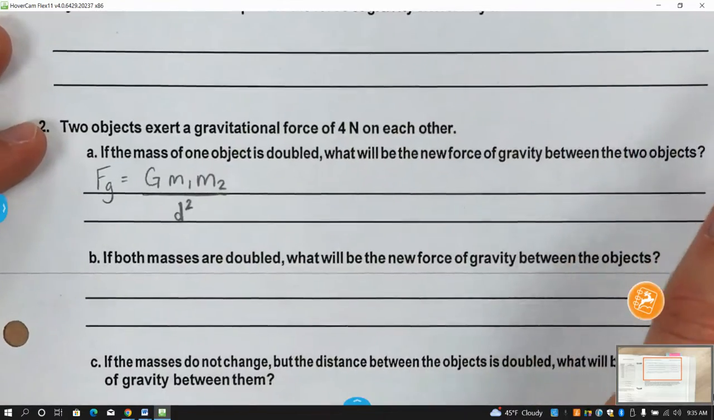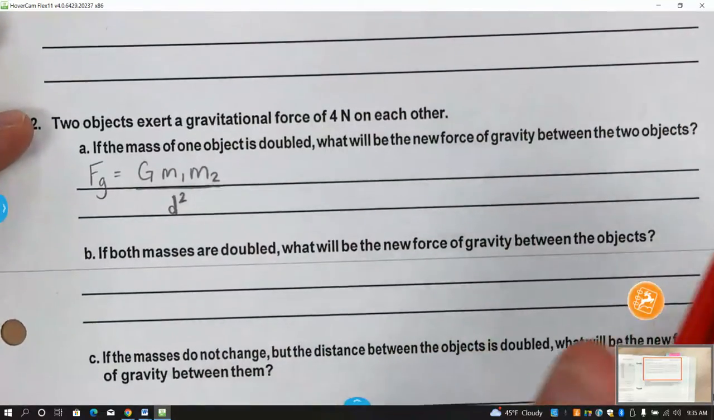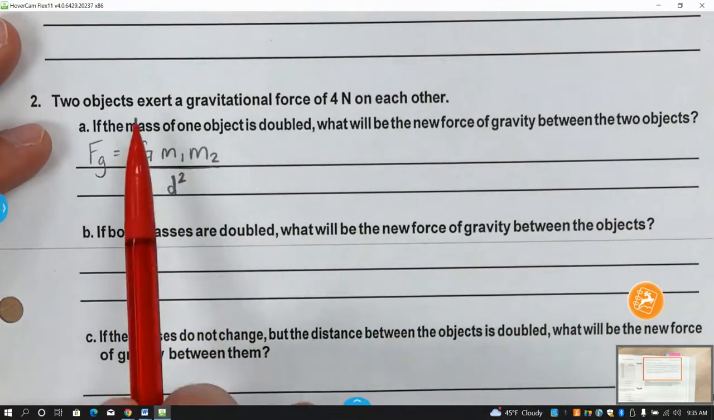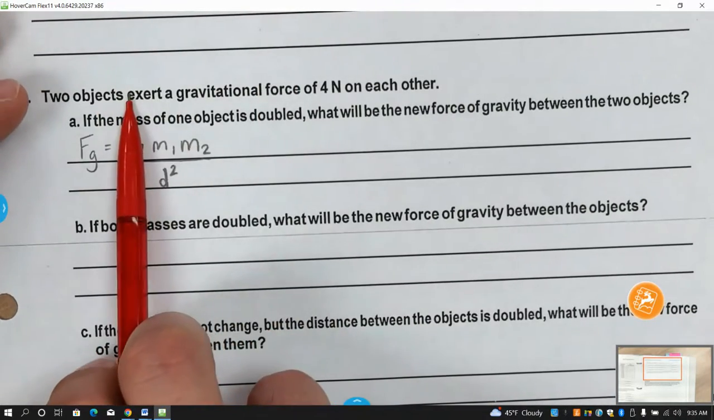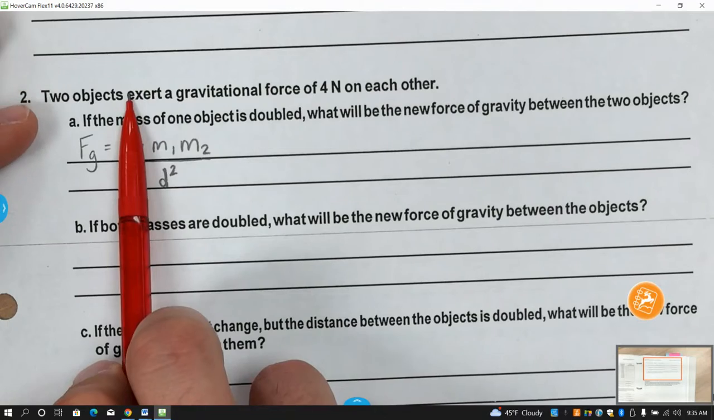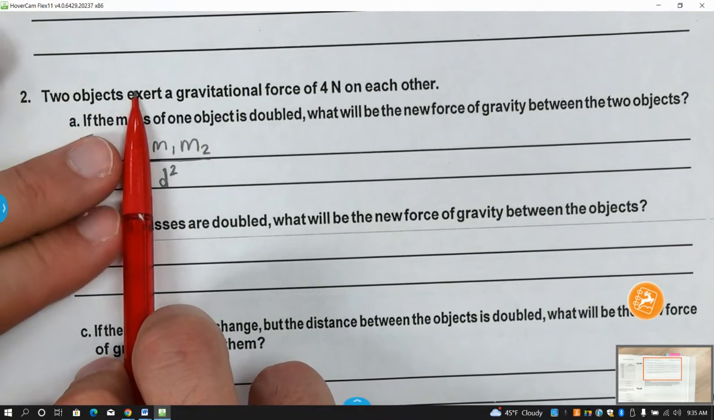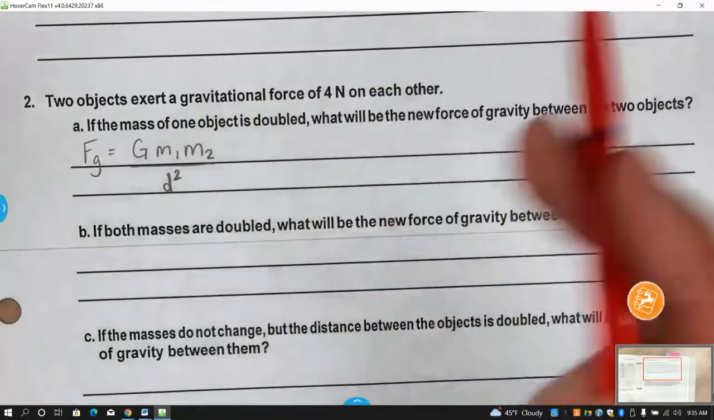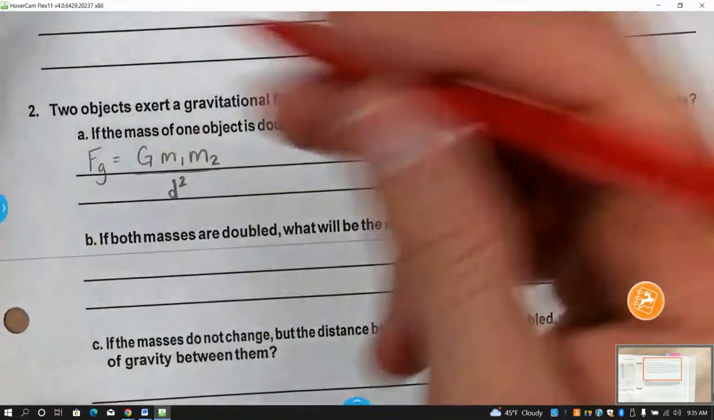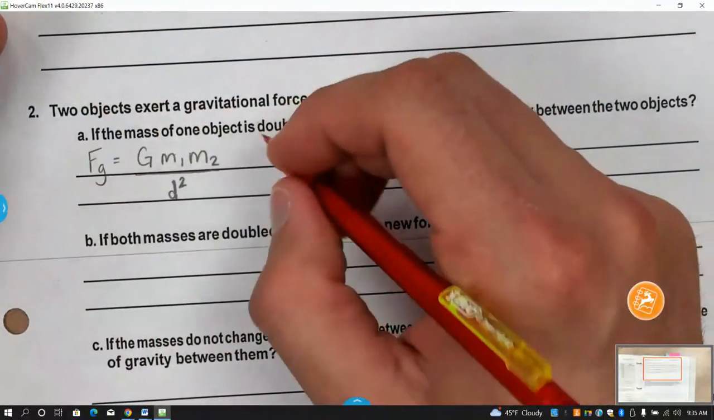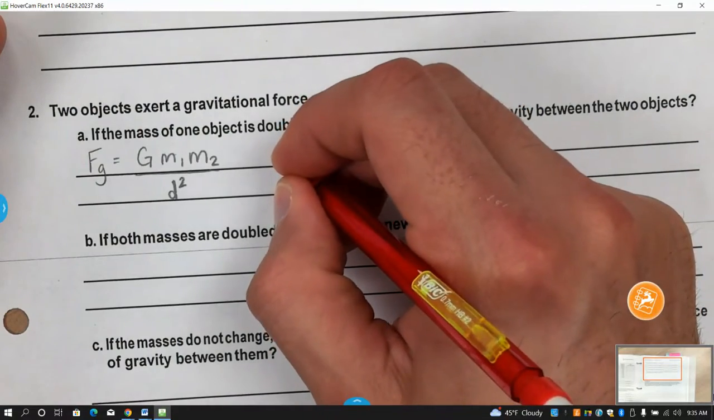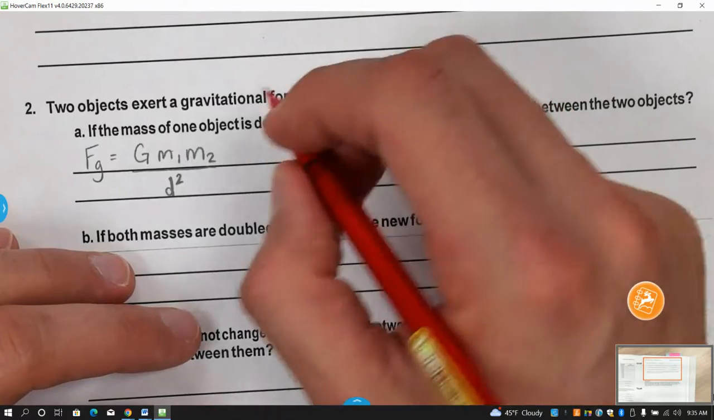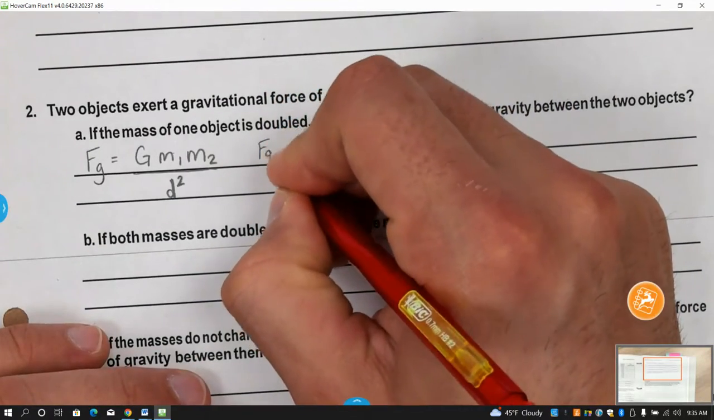Now, big G is a constant value. We wrote that down in our notes, 6.67 times 10 to the negative 11. Since that is a constant, we are not going to worry about that, right? Because that can't change. So in our equation, the only things that can possibly change are the two masses and the distance between them. So this is where we would break it down into using what we would call the ones equation.